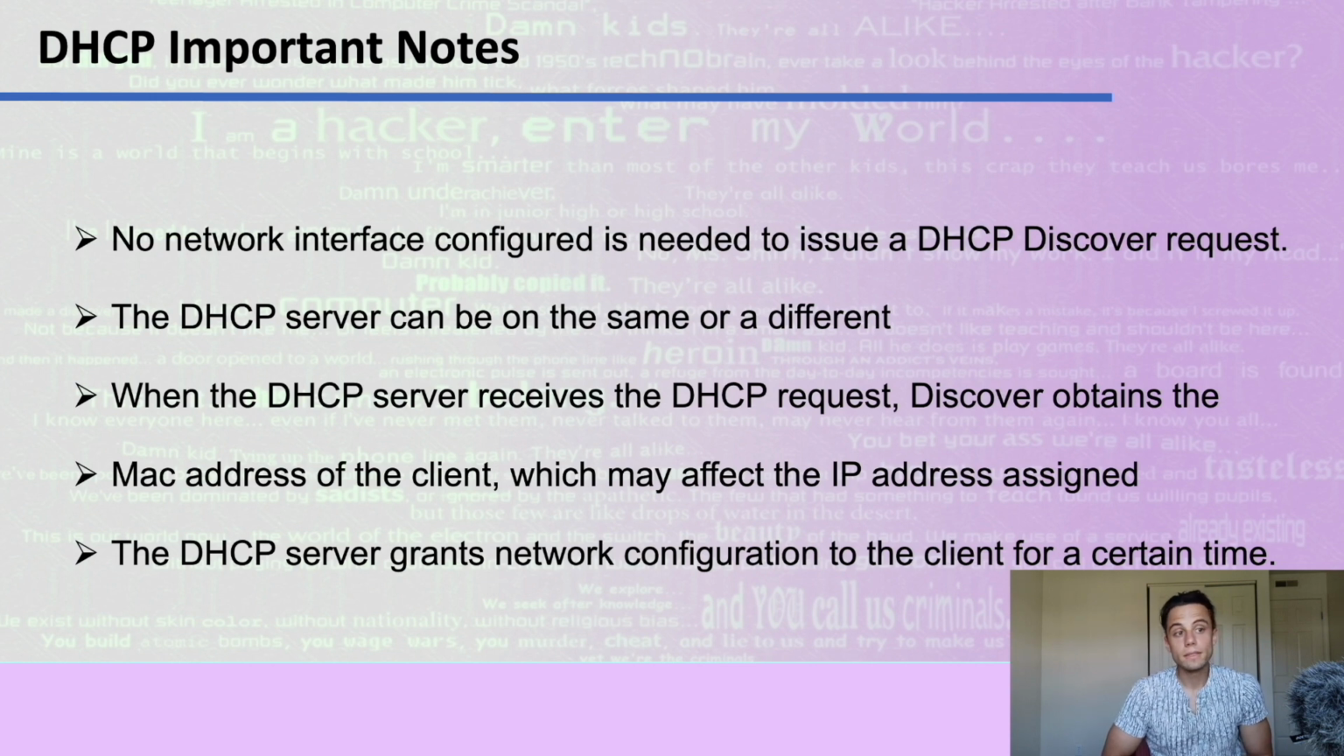When the DHCP server receives a DHCP request from a device, the discover service obtains the MAC address of the client and assigns an IP address to it. DHCP basically assigns an IP address to the client for just a certain amount of time, and the client keeps it until this time passes or renews the lease before the time reaches its limit. So that was everything I want to share with you about DHCP.